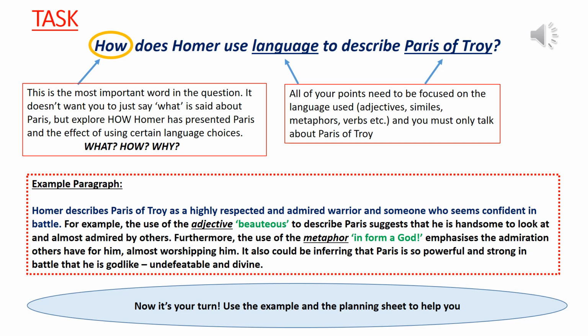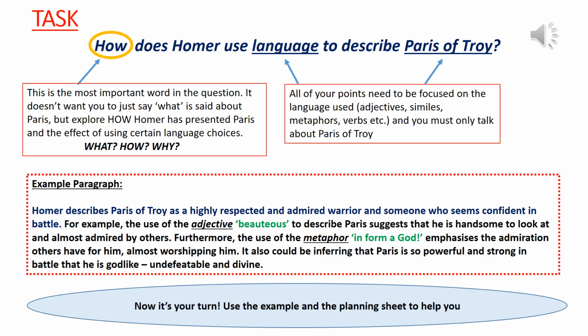So if you click your mouse or your button, or your teacher does, you'll see that an example paragraph appears. That's also on your worksheet so that you can see it in front of you. And you'll see it's got slightly different colours. So in the sort of dark blue colour to begin with on the slide, it says, Homer describes Paris of Troy as a highly respected and admired warrior and someone who seems confident in battle. That's your what. That's the point. That's what you think. And that's what we just discussed, that Paris seems really well liked, he's admired, and he seems quite confident. You then need to back that up with the how and the why, and you'll see that I've put those two together.